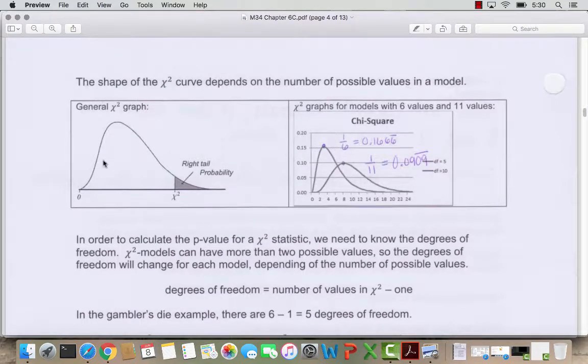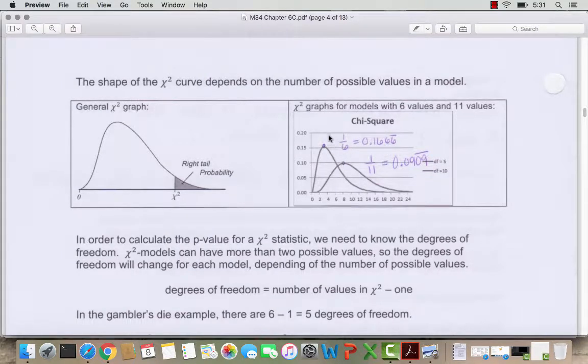So in general, here's the shape of the chi-square graph. And like the t model, it changes depending on how much data you're working with. So a chi-square graph with 6 lines, like the 6-sided die, is centered here with the peak at 1 out of 6, or 0.16666, with the bars over it. See, the peak here is a little bit above 0.15, so that's where that comes from. Similarly, if we had a chi-square graph with 11 values, it would shift over and start to look a little less skewed and a little shorter, and its peak here is at 1 out of 11, 0.0909.